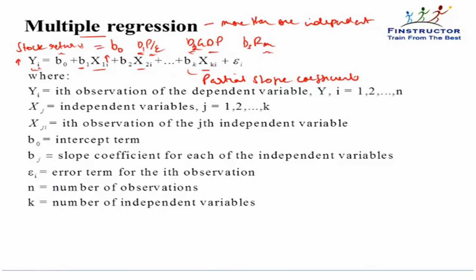So the dependent variable is a function of many independent variables. The yi is the ith observation of the dependent variable. Xj is the independent variable, x1, x2, x3, and so on and so forth. B0 is the intercept term. B1, B2 are the slope coefficients for each of the independent variables. How the regression is performed is conceptually similar to what we did in simple linear regression.